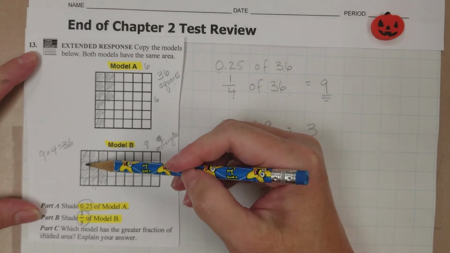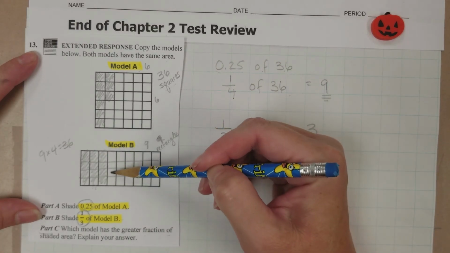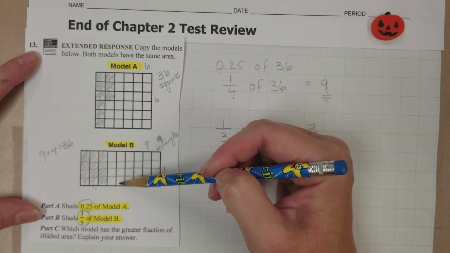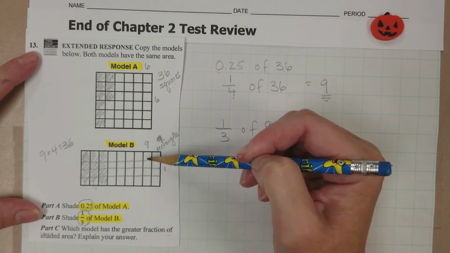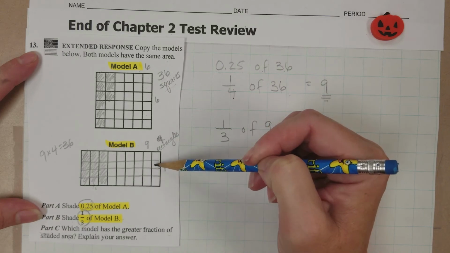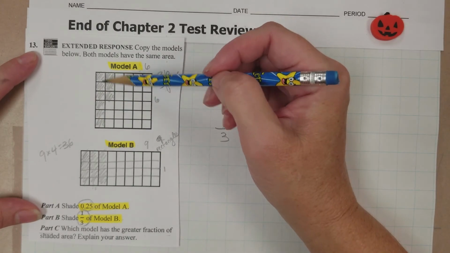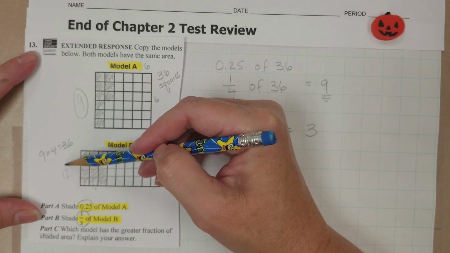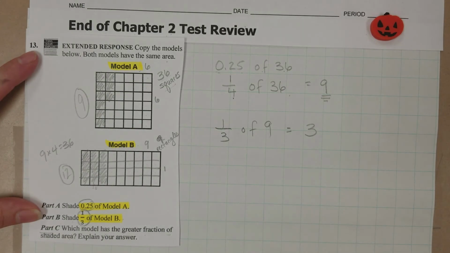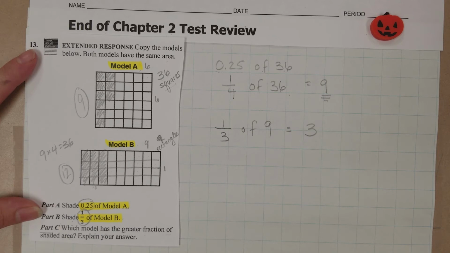And now I have 1, 2, 3, 4, 5, ... 36 squares. Now I can compare. Up here we had 9 shaded in, and here we have 12 shaded in. So, which is greater? Model B.